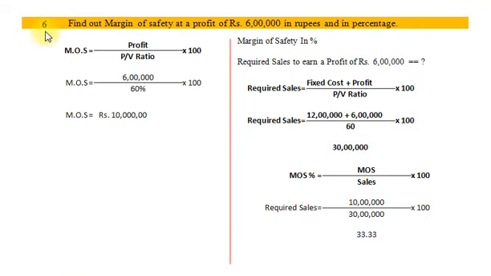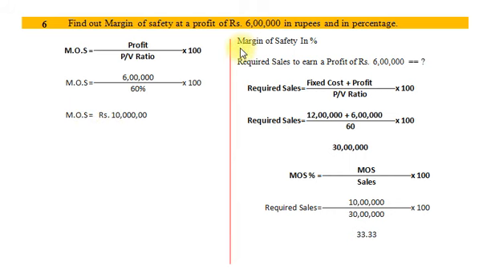Our last requirement number 6 is, find out margin of safety at a profit of rupees 6 lakh in rupees and in percentage. So margin of safety in rupees would be profit divided by PV ratio, that is rupees 6 lakh divided by original PV ratio 60% given in the question. So our margin of safety amounts to rupees 10 lakh.